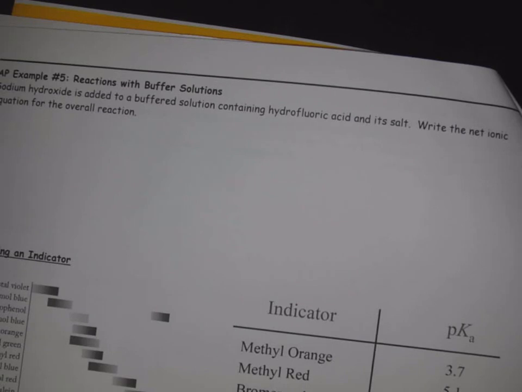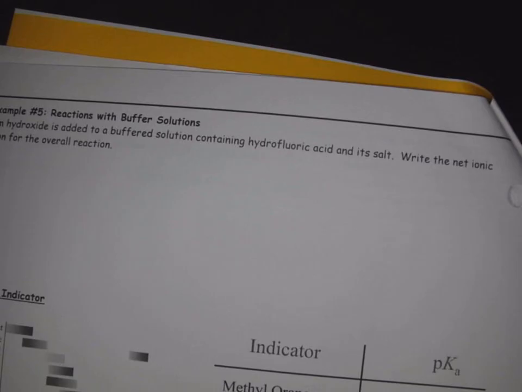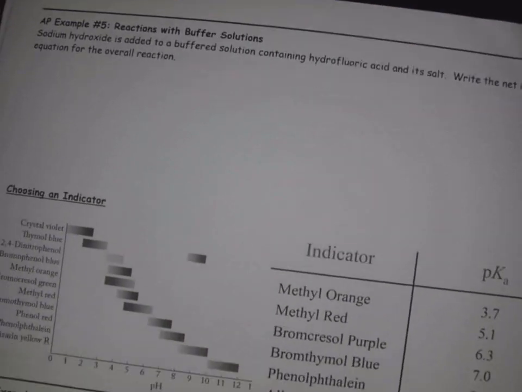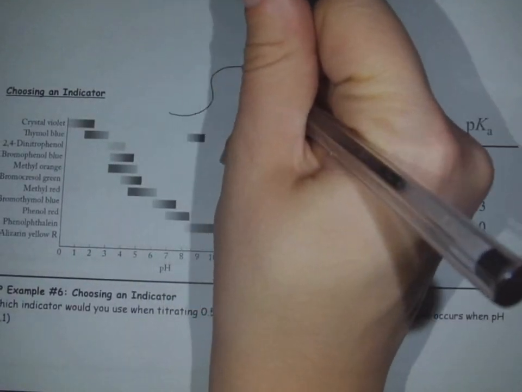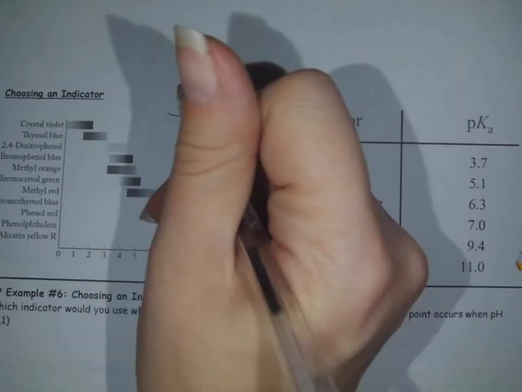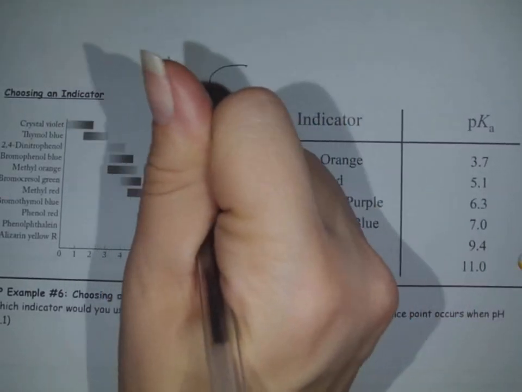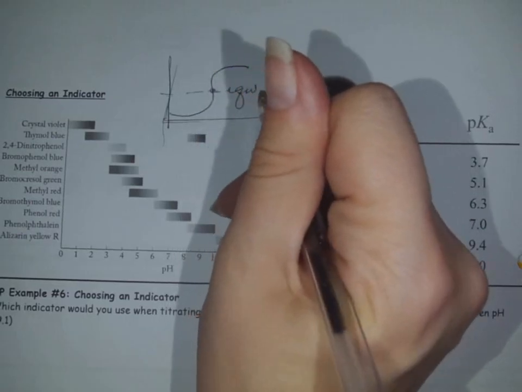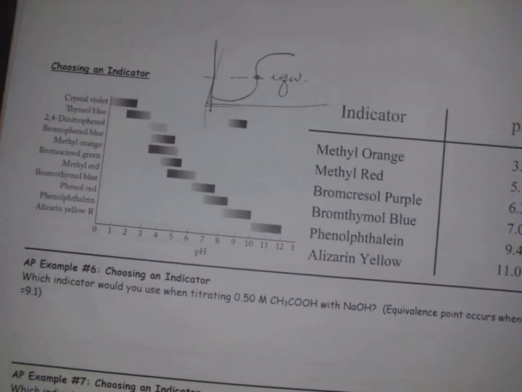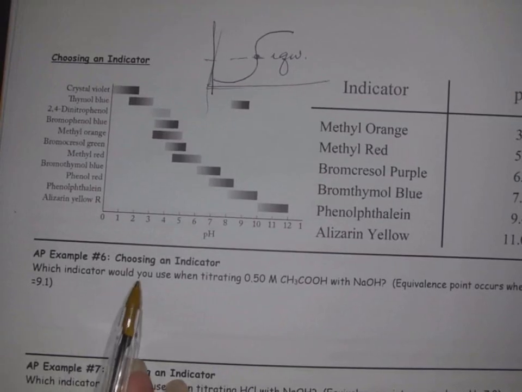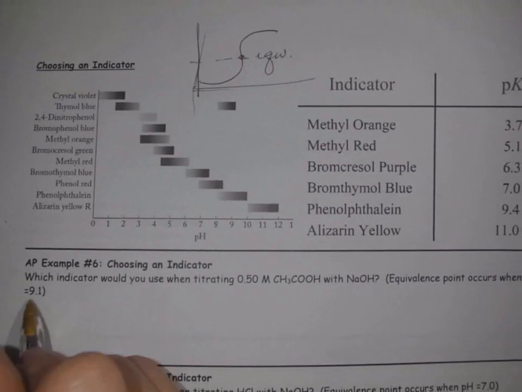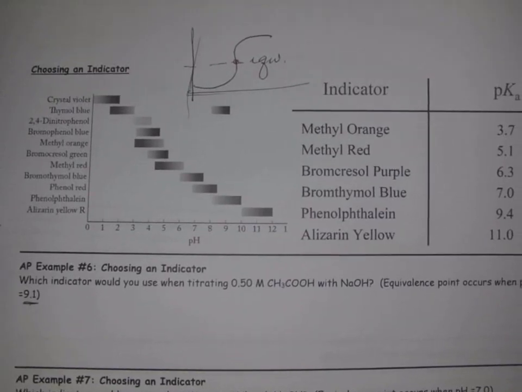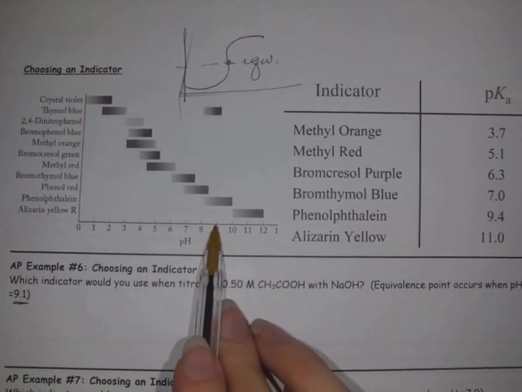We're going to save number 5 to do in class. And now we've already talked about choosing an indicator. Just a reminder that we want to choose an indicator where it changes color close to, if not at the equivalence point. So if we're trying to choose which indicator you would use when titrating 0.5 molar acetic acid and sodium hydroxide, and it says the equivalence point occurs at 9.1, so we want a color change to occur at roughly 9.1.